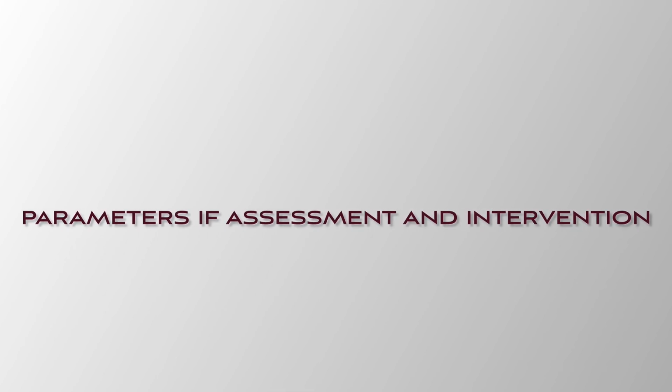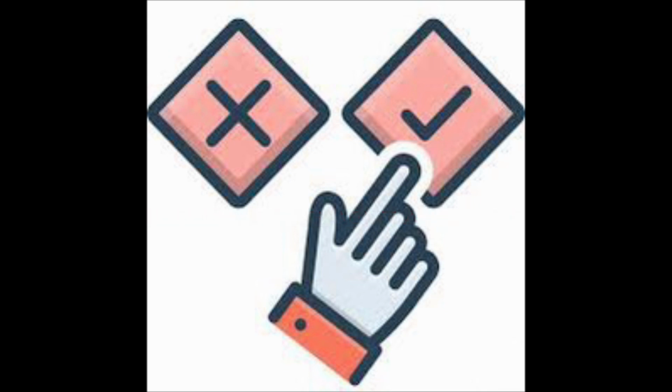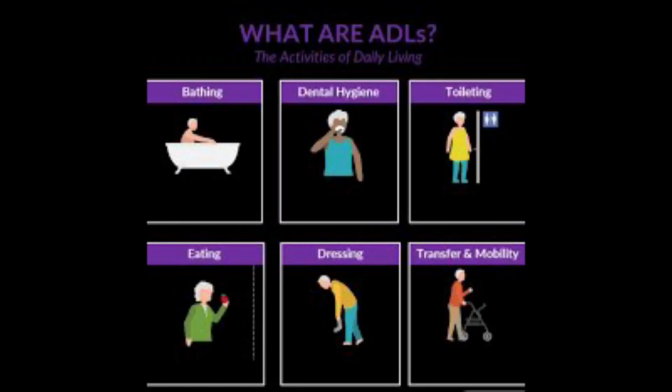I'd like to talk to you about the parameters of assessment and intervention. So, what does that mean? These parameters are the parts that you would look for whenever you're doing assessments and whenever you're doing some intervention as well. Okay, now these parameters are always applicable and will always be applicable for the problems that relate to occupational performance, particularly with ADLs or activities of daily living.